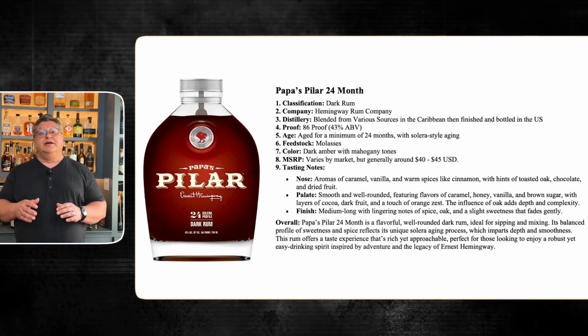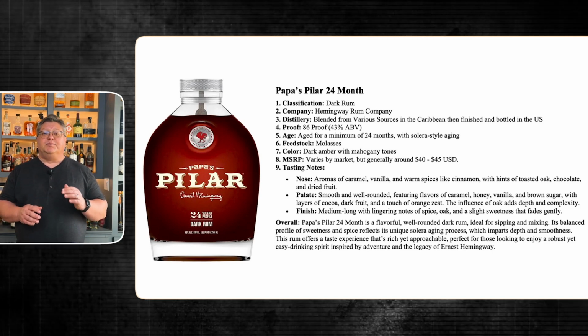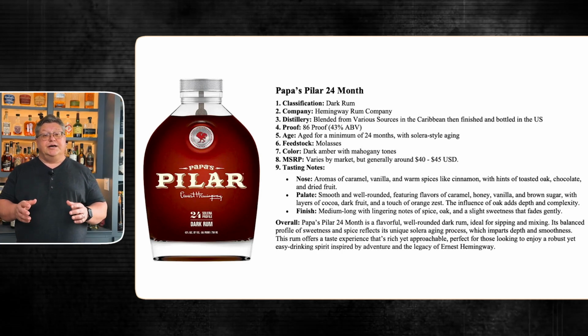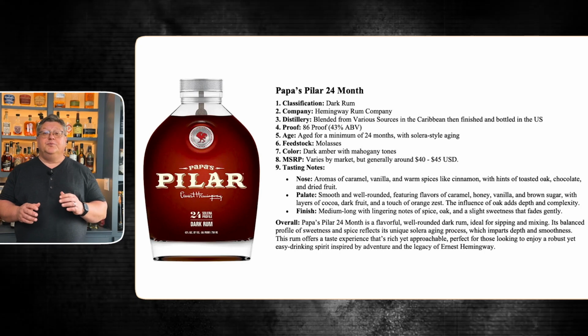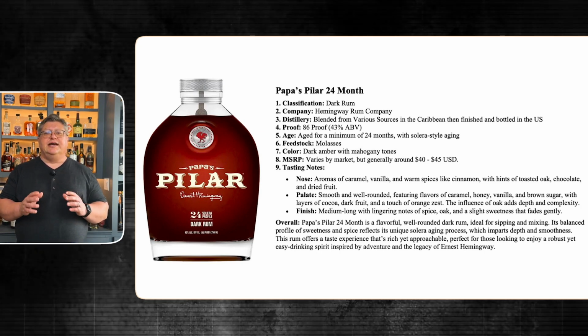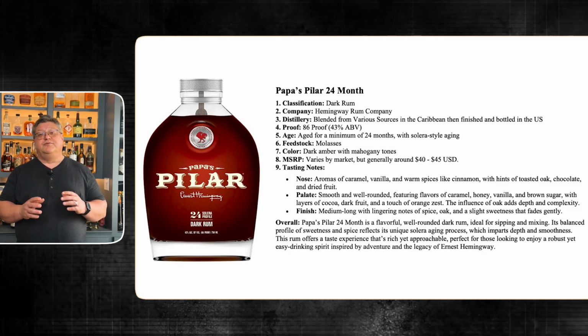Finally, we have Papa's Pilar 24-month, aged in a mix of American oak and sherry casks. A dark rum made by the Hemingway Rum Company, it is blended from various sources in the Caribbean, then finished and bottled in the US. At 86 proof, it is aged for a minimum of 24 months, with Solera-style aging and made from molasses. The dark amber color of the aged spirit has mahogany tones, and it sells for approximately $40 to $45 a bottle.